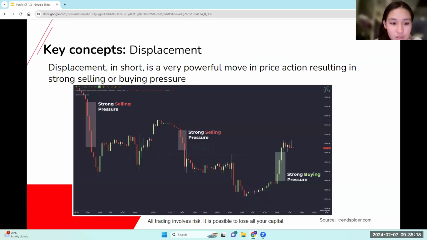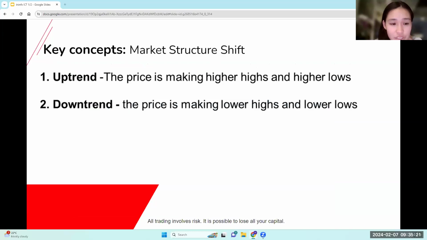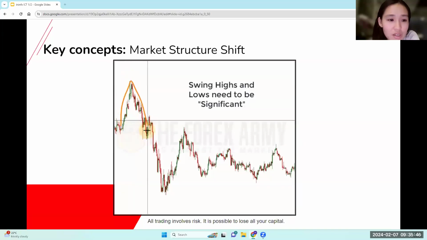Okay, if not, let's move on to the next key concept, which is a market structure shift. There are two major market structure shifts. It's just another way of saying it's a trend. We have an uptrend, which is when the price is making higher highs and higher lows, and a downtrend, in which the price is making lower highs and lower lows. It's pretty straightforward, but if we are referring to something that we talked about previously, you can see in this example we have swing lows.